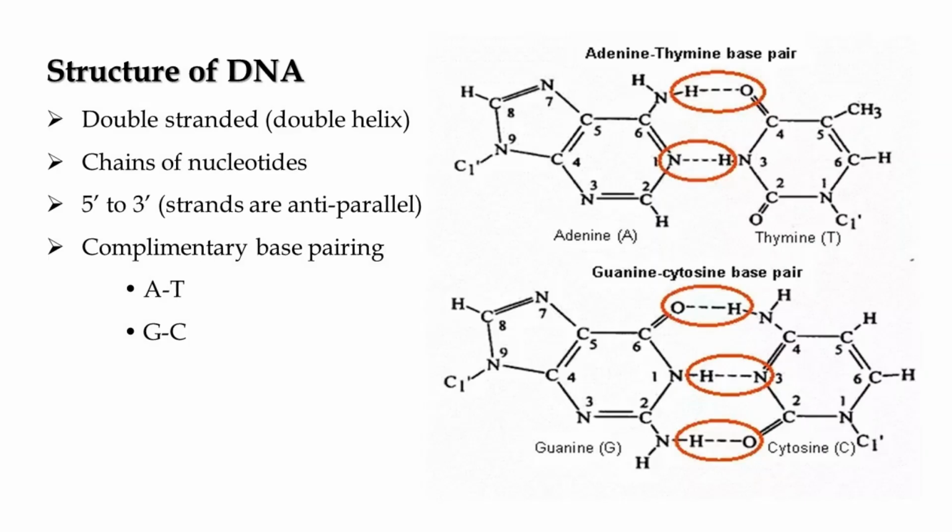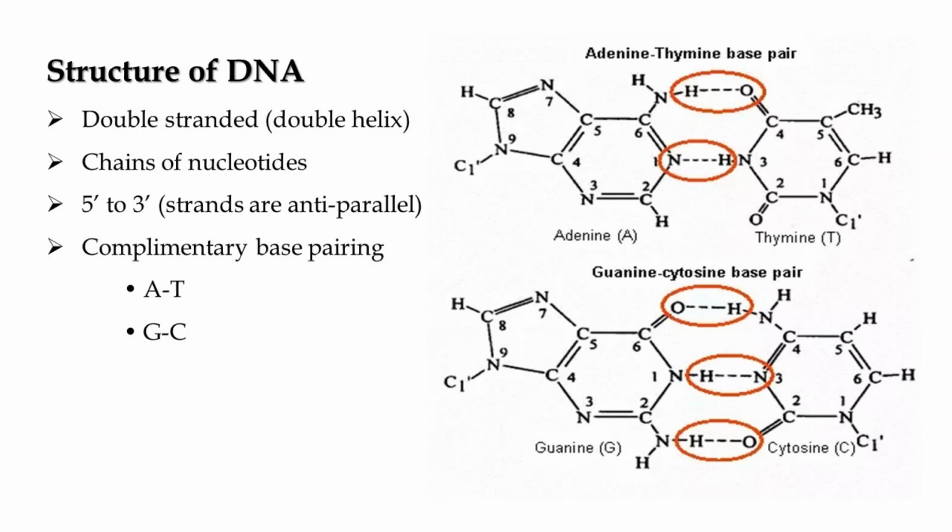Now, the structure is ideally of a double helix. You have a chain of nucleotides which are ideally anti-parallel to each other. This double-stranded helix is held together by base pairings between adenine and thymine, where there are 2 hydrogen bonds, and guanine and cytosine, where we're having 3 hydrogen bonds.